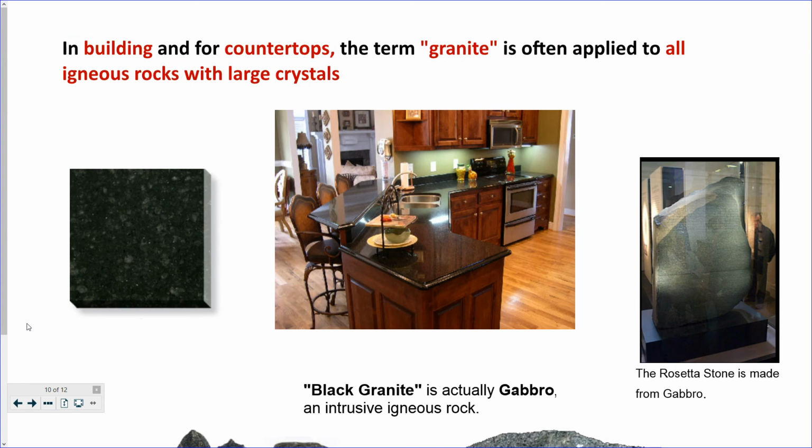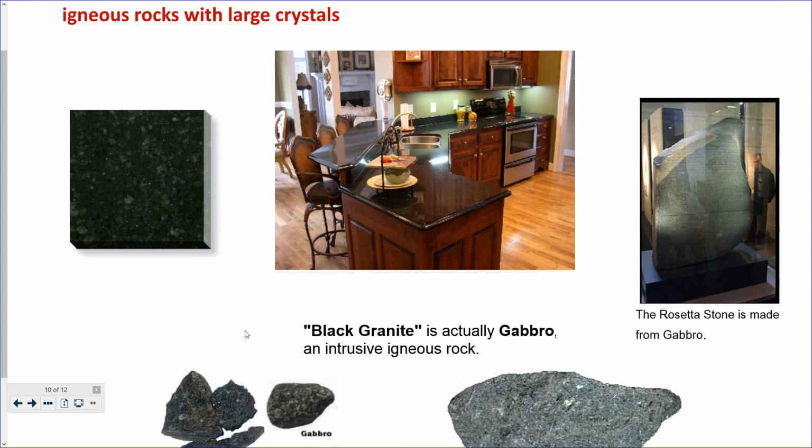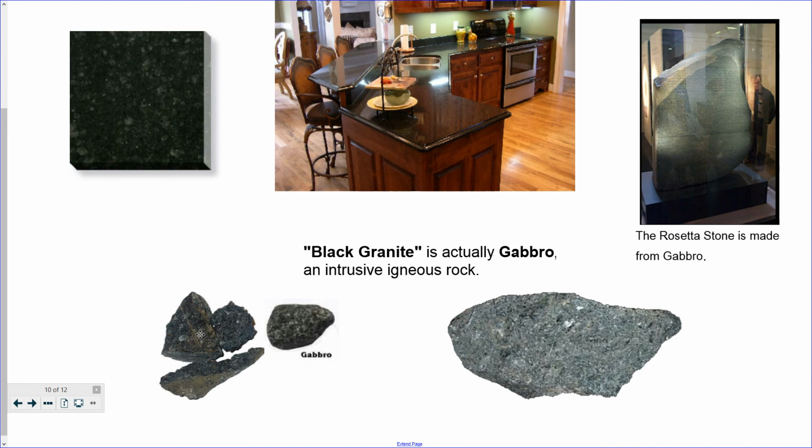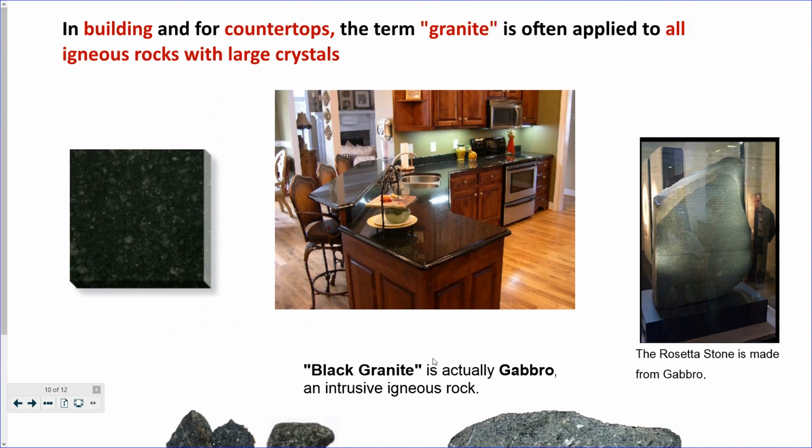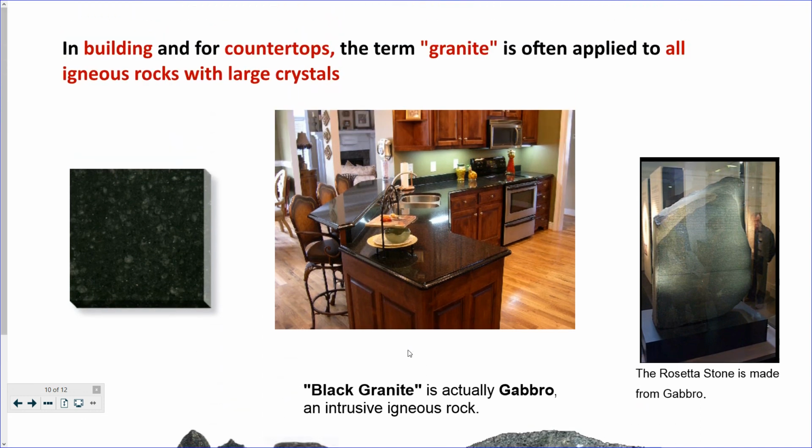A couple of confusions: some people will say the dark black one like this is granite too. They will call it black granite, but it is not black granite. It's one of your other stones. It's called gabbro. It's a dark, intrusive igneous rock, but they didn't like gabbro for the name when they were selling it, so they called it black granite, and it looks like this. That is also one of your rocks that we'll be talking about coming up. Gabbro. The Rosetta Stone was made out of gabbro too.